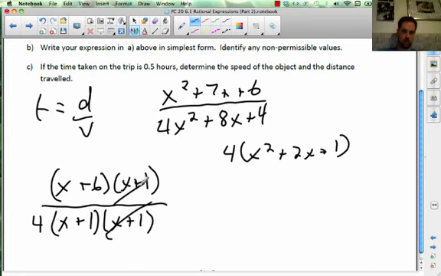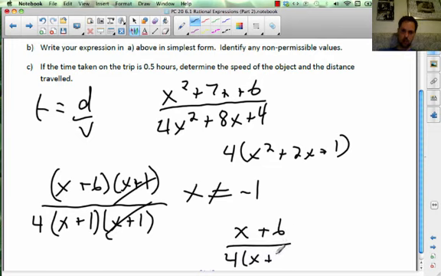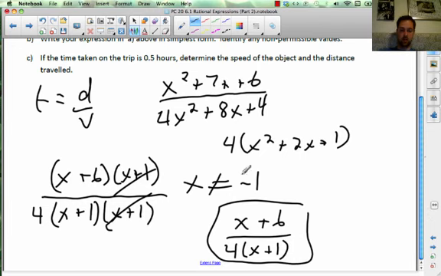Alright, so this is going to cancel with that. But our restrictions on the variable, x is not allowed to be negative 1, and that's it. Because these factors are identical. And then, of course, our simplified form is x plus 6 over 4 times x plus 1. And we're done. If the time taken on the trip is half an hour, 0.5 hours, determine the speed of the object and the distance traveled.